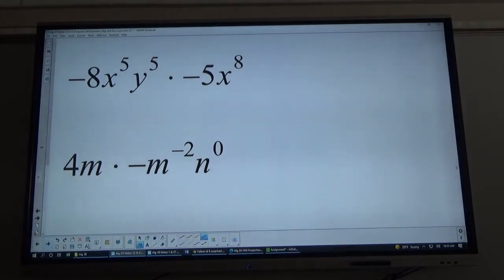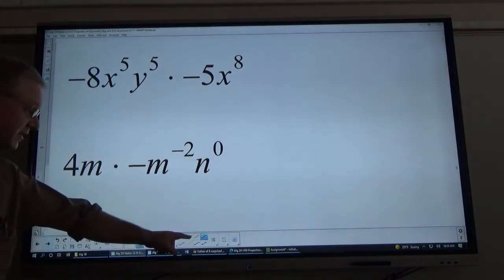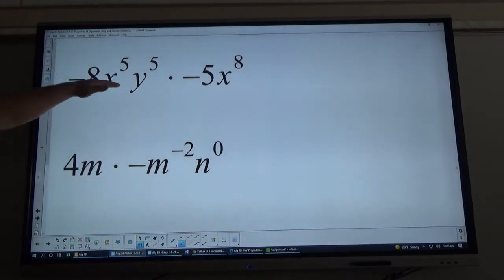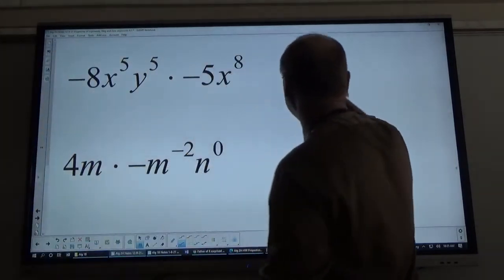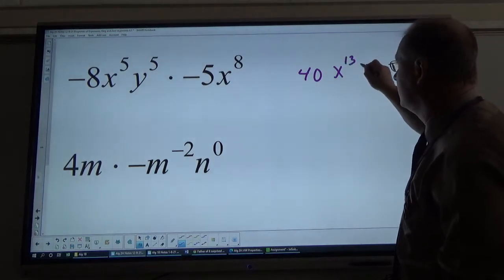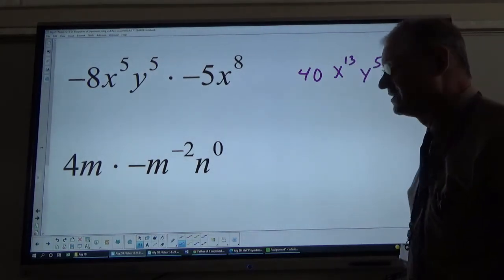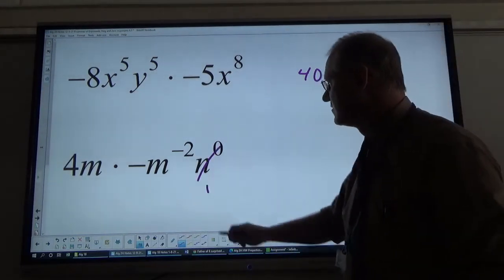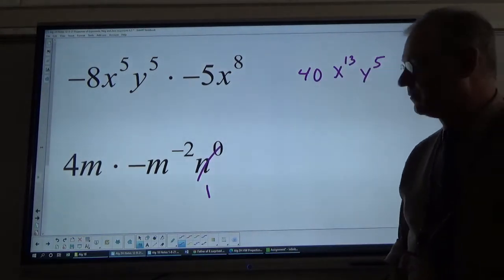All right, here's a couple of multiplication problems. If we do these out, again, we're multiplying. Now, this is just like before, so this was really not the greatest example, but 40x to the 5 and 8 is 13, y to the 5. That didn't really do us much good, because we've already done those. This is a 1, so that we don't have to worry about.